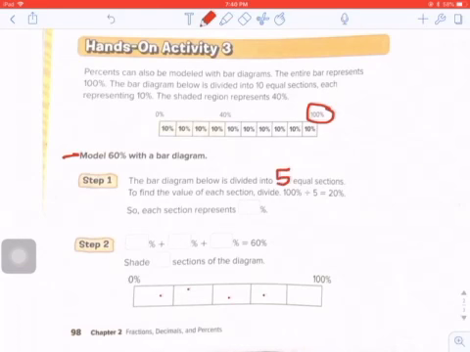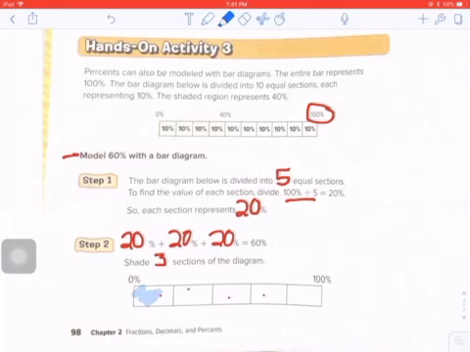To find the value of each section, you're going to take the 100% and divide it by 5, which gives you 20%. So each section represents 20%. Well, I want to model 60%, so I need to think I have 20 plus 20 plus 20. That would give me 60, so I'm going to shade in 3 sections.